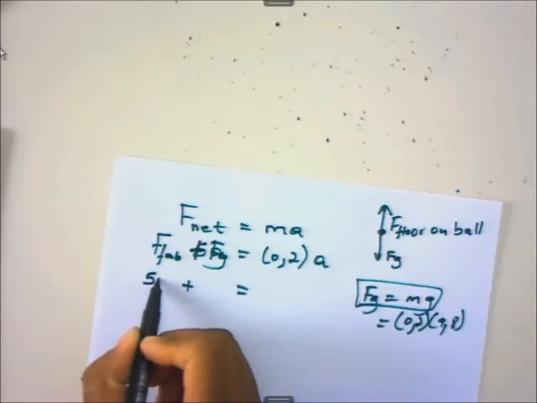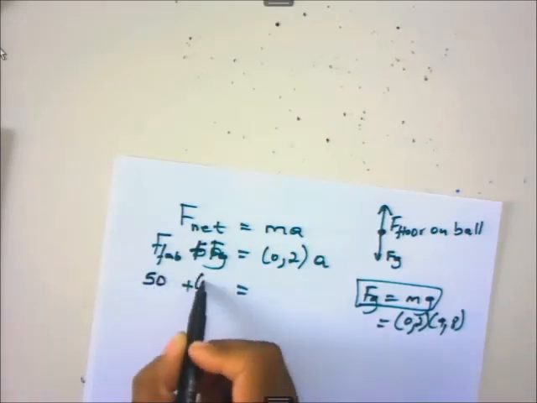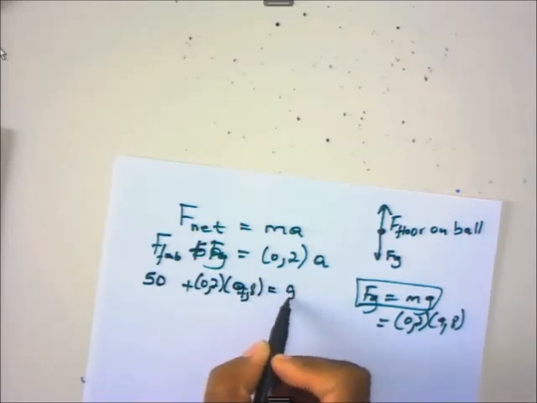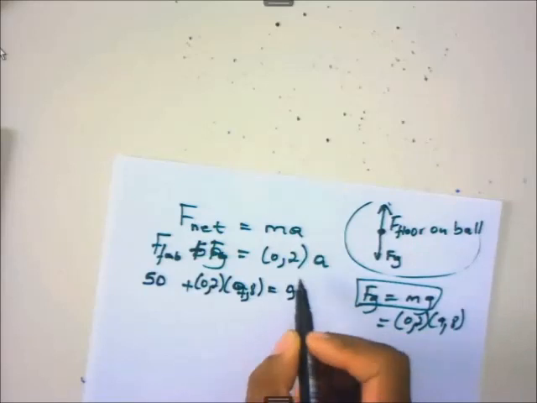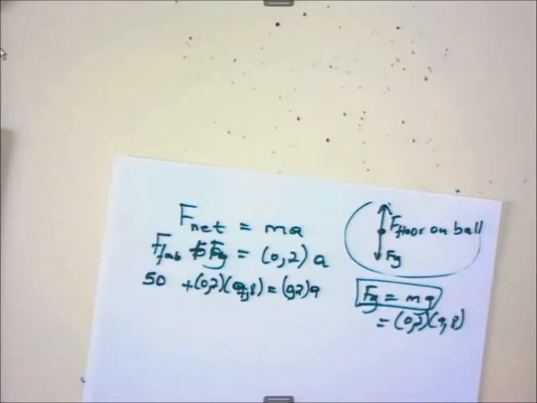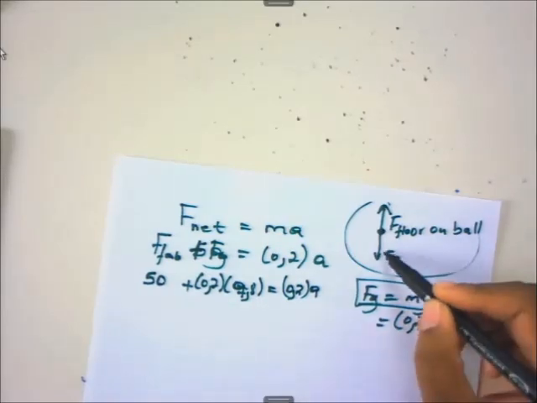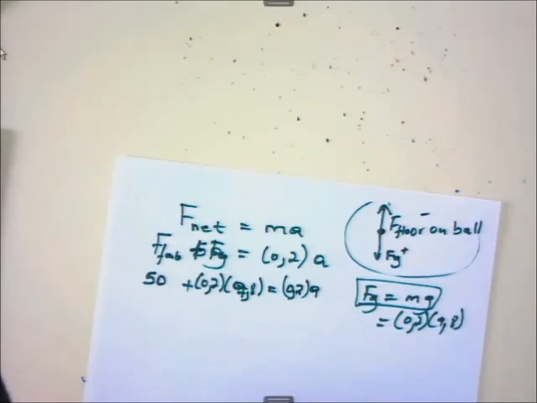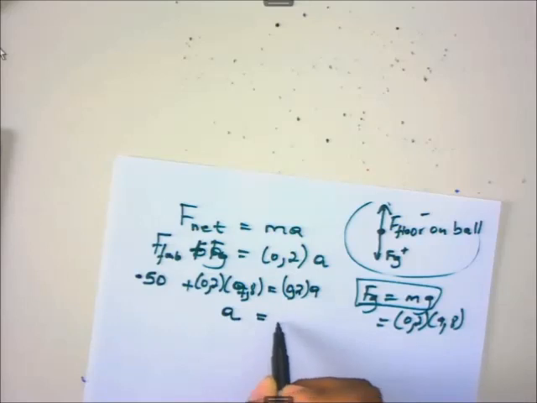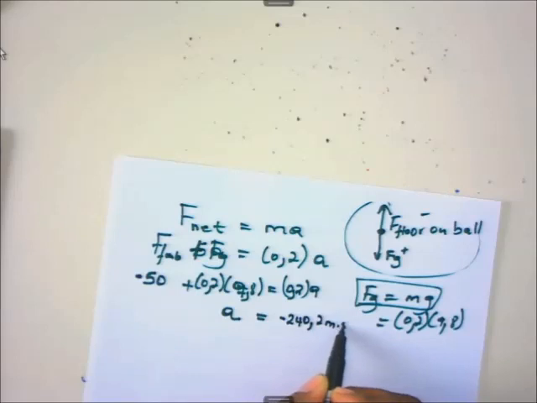You have 50 and also 0,2 multiplied by 9,8. But when you look at this first diagram that I just drew, you must be able to notice that these two forces are in opposite directions. So let's make Fg positive and the force exerted by the floor on the ball negative. Then after doing the calculation, your acceleration will be equal to minus 240,2 meters per second squared.